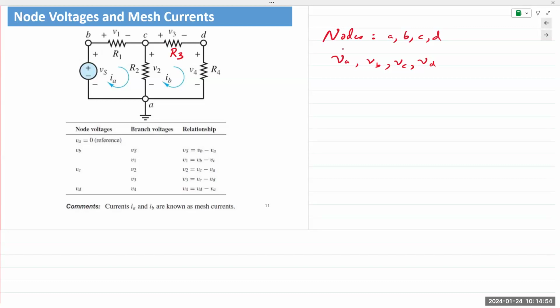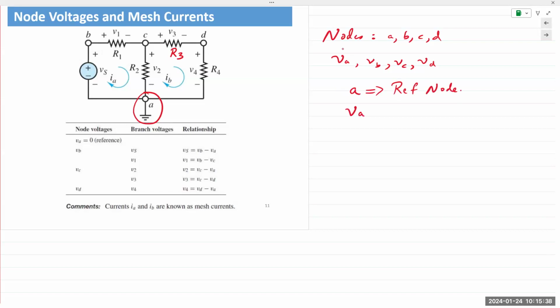Again, voltage is the difference in electric potential between any 2 points, meaning you're measuring the electric potential at one point with your reference at another point. So the first step in node voltage analysis is to choose a reference node. This reference node is the common reference for all other node voltages. In this example, A at the bottom is chosen as the reference node.